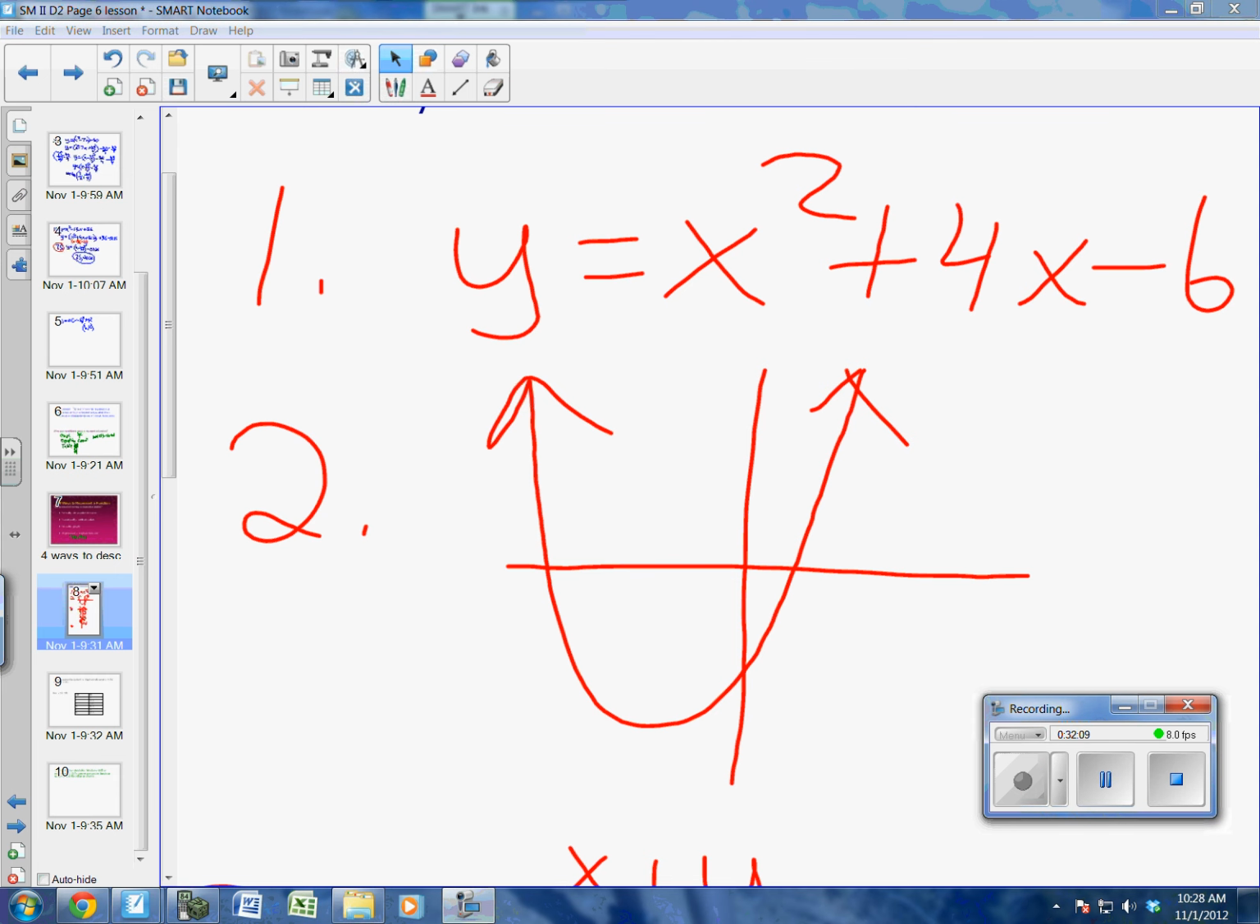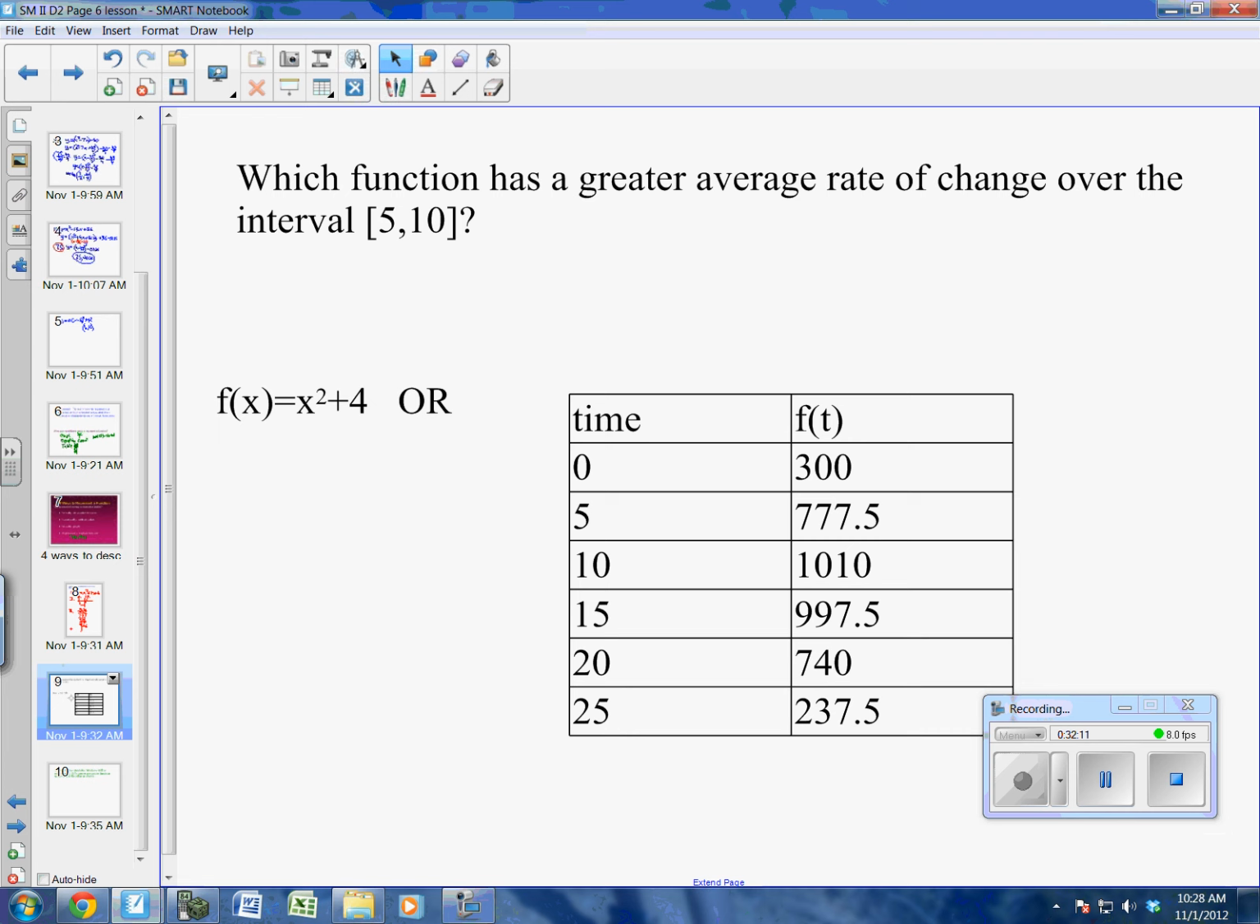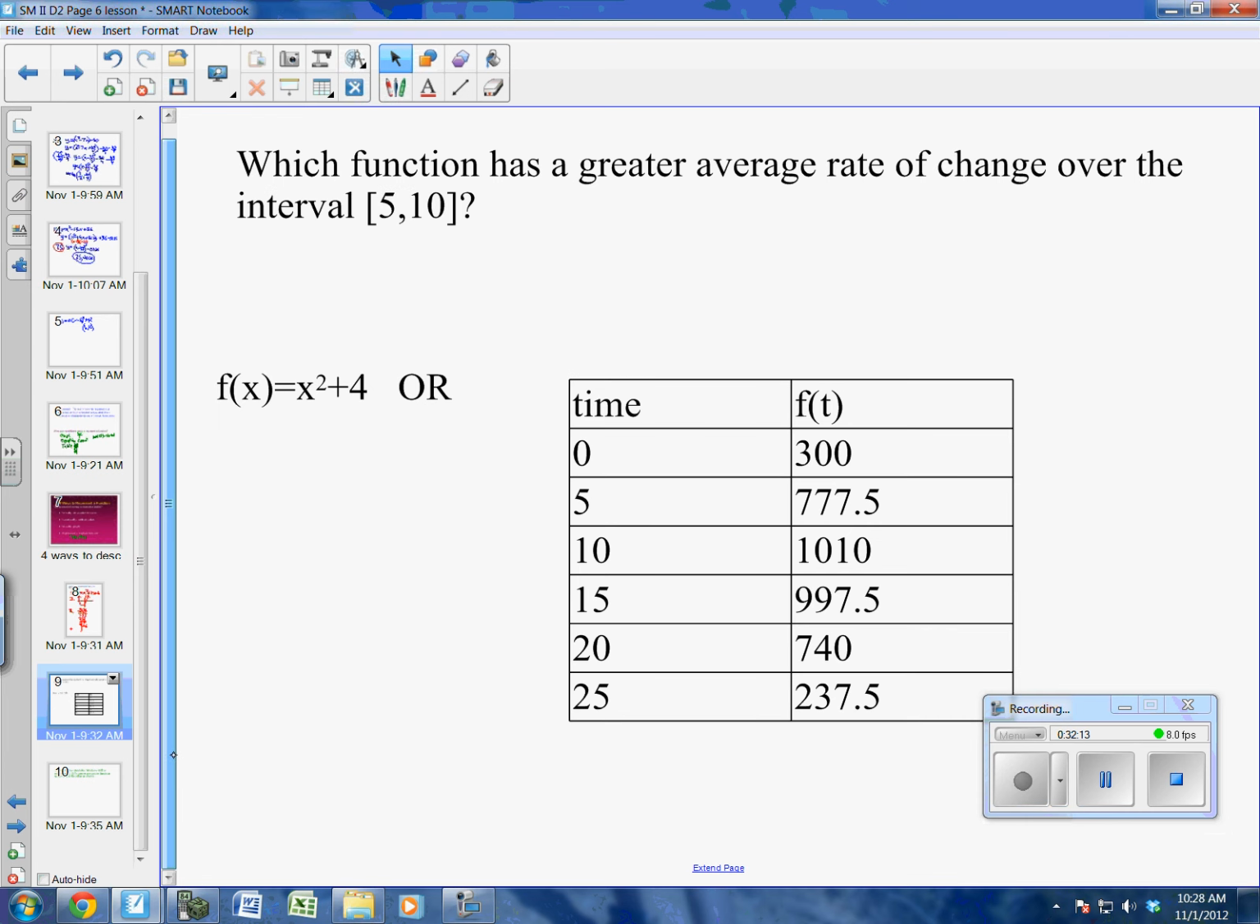Next slide right here. I want you to look at this. Which function has a greater average rate of change over the interval 5, 10? So notice, which way did we represent this function right here? As an equation. And which way did we represent this one? As a table. Now, do you think they're the same functions? How could we check to see if they're the same functions?